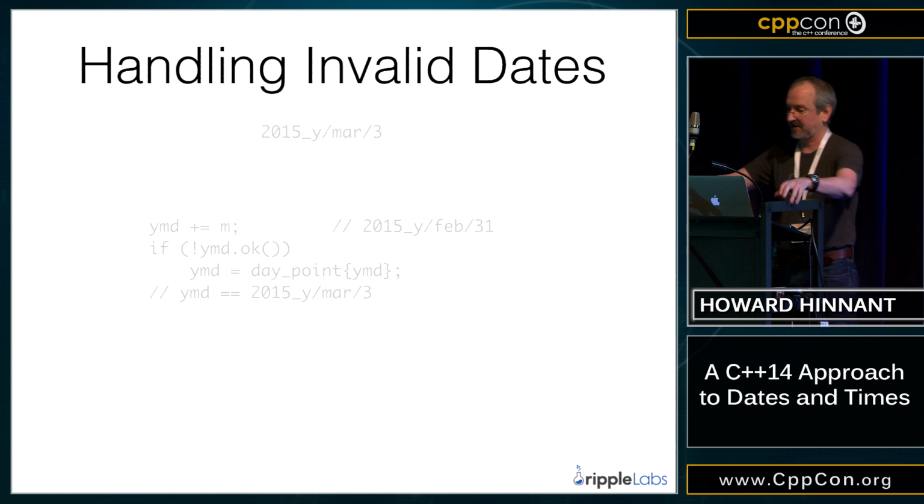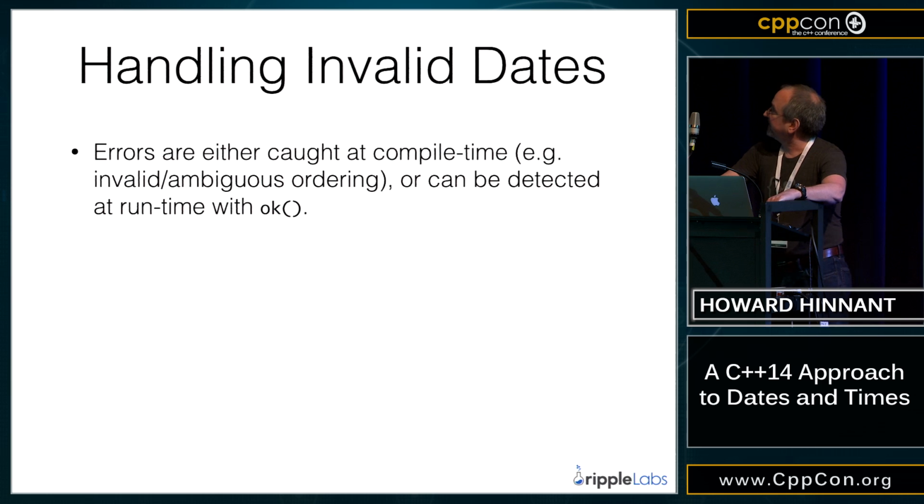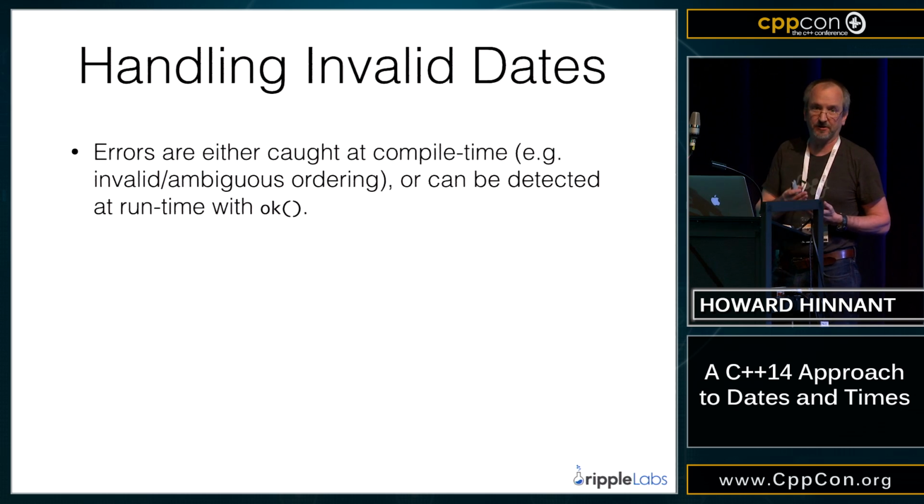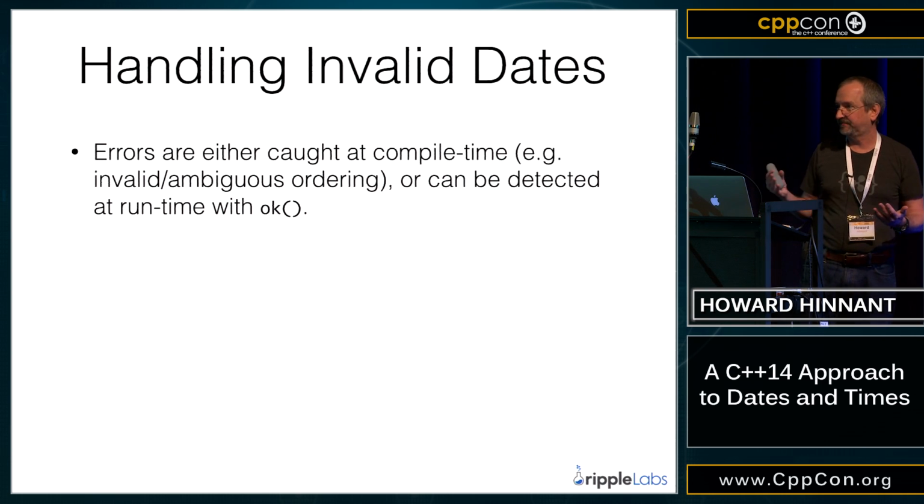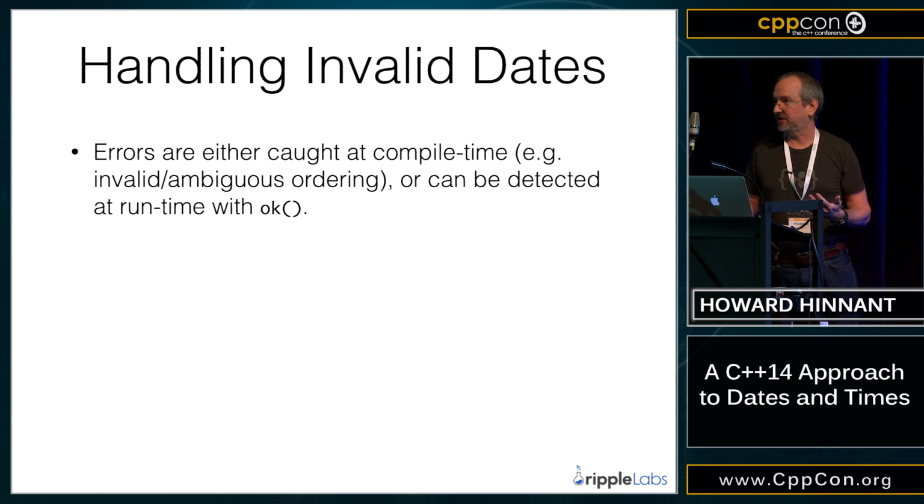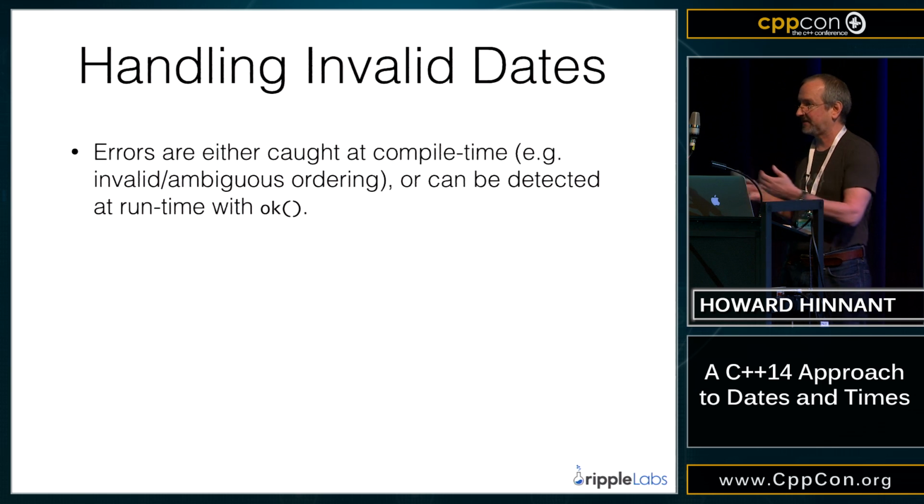So you've got all your options available to you. And errors are either caught at compile time, for example, if you've got an invalid ordering or an ambiguous ordering with the YMD construction, or they're caught at runtime with OK. The library itself does not check OK at all, not even once. It's up to you to decide how often and where you want to check OK. That means you may sometimes have logic where you're always adding a month, and you know that the day can't possibly be above 28. And so you might not want to check OK. So you can save cycles.